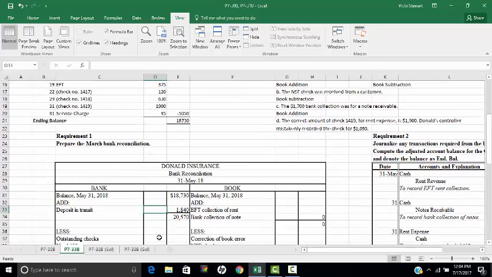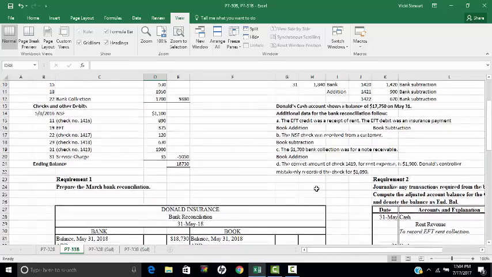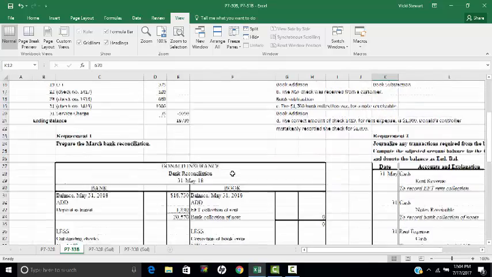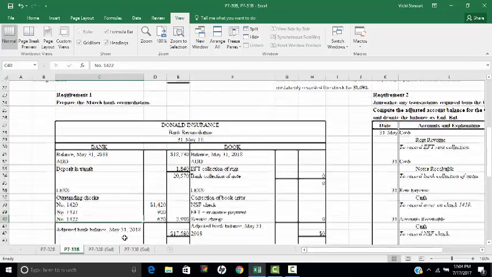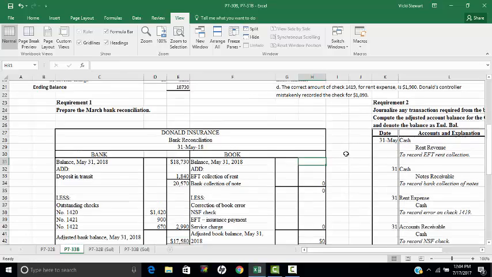We get a subtotal, and now we're going to record our outstanding checks, and those we noted up here, $1,420, $900, and $670. So we're going to list each one of those as a bank subtraction. Those are our outstanding checks that have not yet cleared the bank, but we did write them, so we want to go ahead and subtract them. And that is all of the bank side of the bank reconciliation, and we have our adjusted balance for the bank of $17,580.